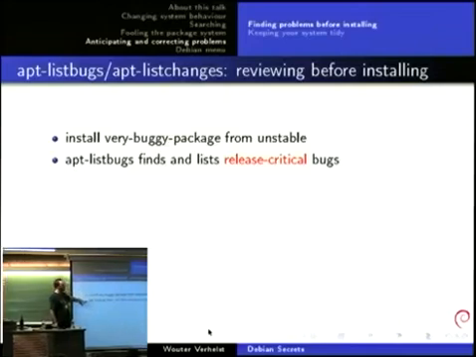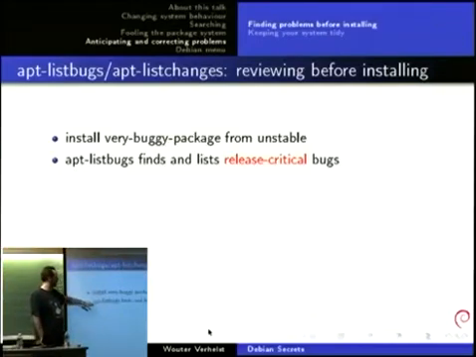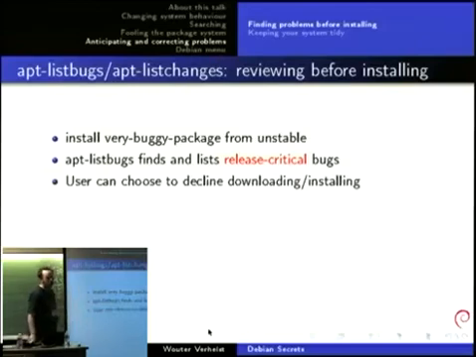You install it, then before the package is even downloaded, apt-listbugs is called as part of a hook in apt, which will go to the Debian bug tracking system and give you all the release critical bugs on this particular package. So you can review that and then decide whether or not you wish to download the package, because if you see that there's one release critical bug that says this package will eat my mother-in-law, then you may choose to go on anyway, or you may choose not to go on.